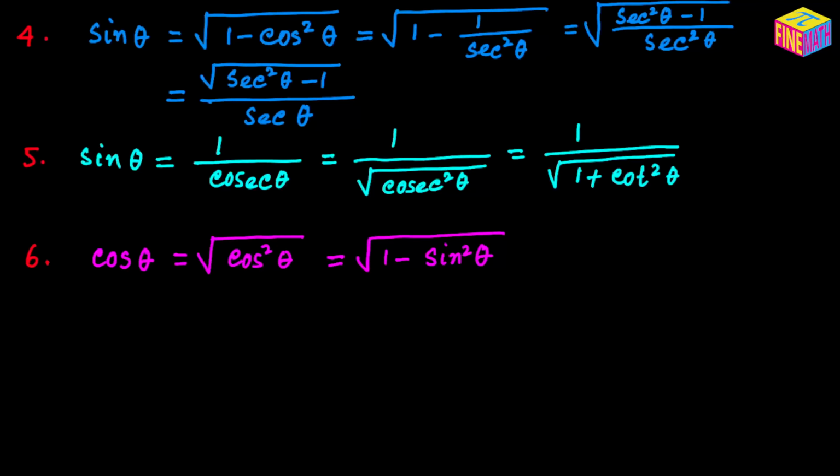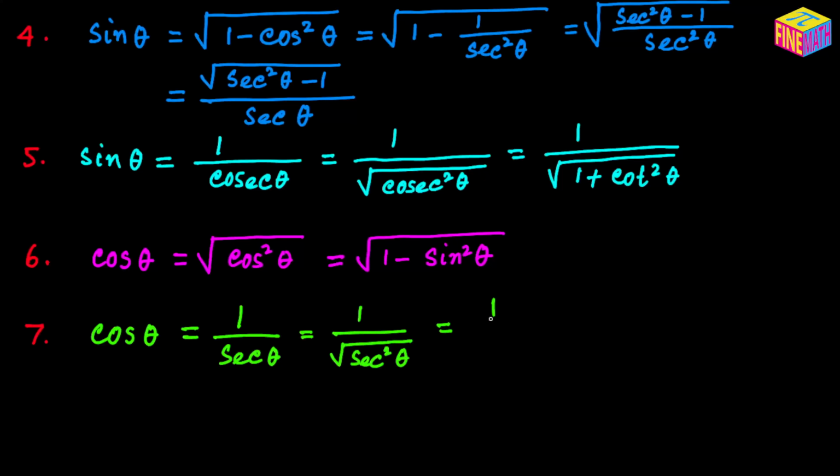Now let's try to convert cosine theta into tangent of theta. To go to tangent, it would be easier to convert it into secant, and then from secant we can go to tangent easily, right? So let's first convert into secant. We can write it as 1 over secant theta, and then as 1 over square root of secant square theta, and then we know that secant square theta is equal to 1 plus tangent square theta. So that would be square root of 1 plus tan square theta. So you see how easily we can convert cosine theta into tangent theta. So cosine theta is equal to 1 over square root of 1 plus tangent square theta.